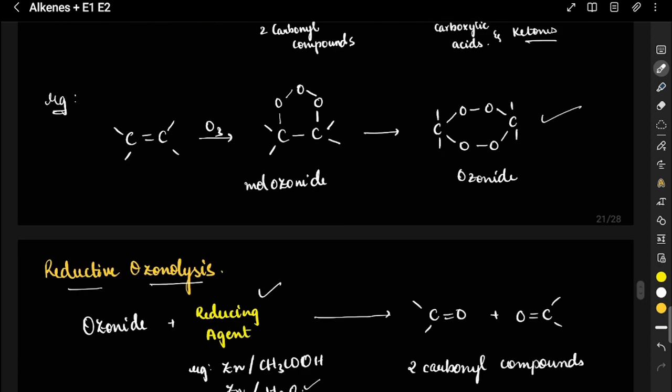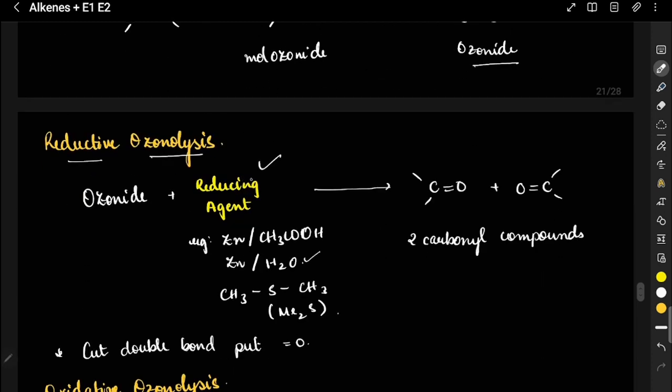Okay, so ozonide is formed. And when you are going to use reducing agents, what are the famous reducing agents? These are the famous reducing agents. Zinc is majorly used, and zinc in presence of AcOH, sorry, acetic acid. So in case of that reducing agent, ozonide is going to form two carbonyl compounds.